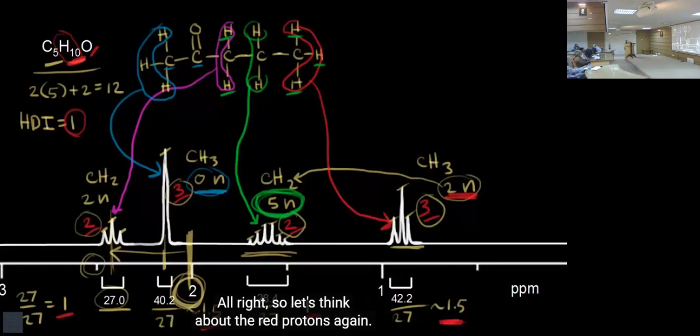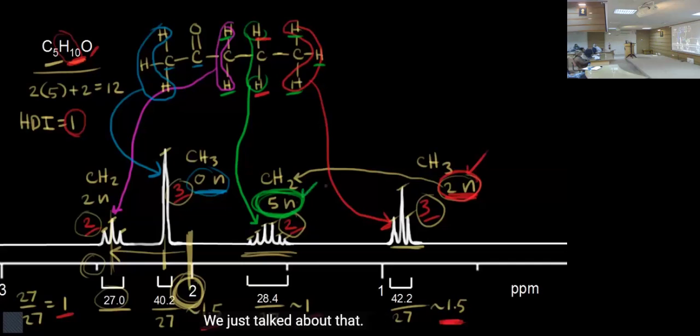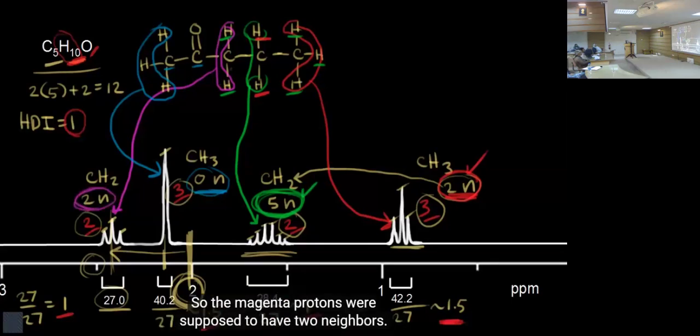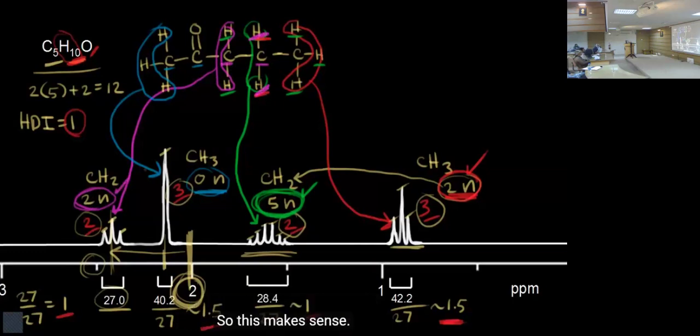All right, so let's think about the red protons again. The red protons are supposed to have 2 neighbors. So how many neighbors do the red protons have? Here's 1 and here's 2. So this makes sense. We just talked about that. Let's think about the magenta protons. The magenta protons were supposed to have 2 neighbors. So let's look at the carbon next door to this one. Here we have a neighbor and here we have a neighbor. So this makes sense. And then we already talked about the blue protons having 0 neighbors. So everything seems to make sense here.